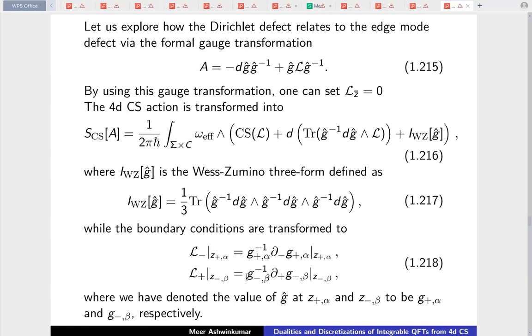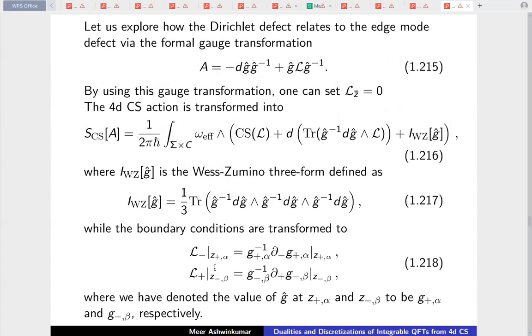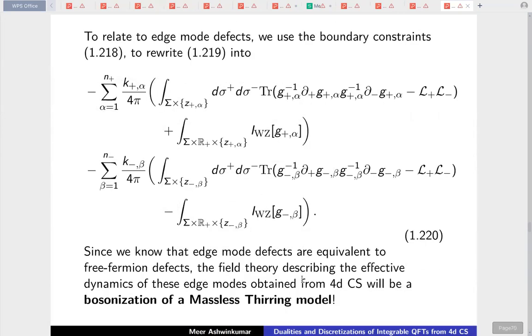And the crucial point is that the Lax connection is transformed to some flat connection of this form at each of the poles. And these G plus and G minus are just the value of this G hat, the gauge transformation parameter, at each of these poles. And now these two terms over here can be written in this form using the Cauchy-Pompeiu integral formula. And using these constraints, I can then rewrite that expression in terms of the edge mode action. So this is the edge mode action we saw earlier. And then these we know are equivalent to the free fermion defects.